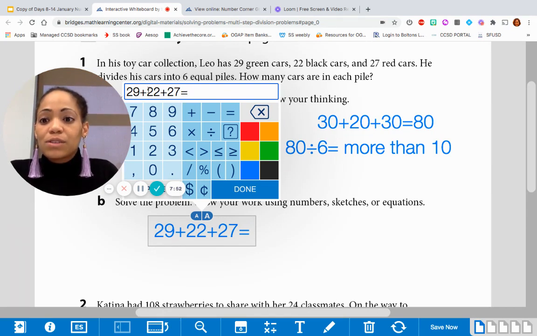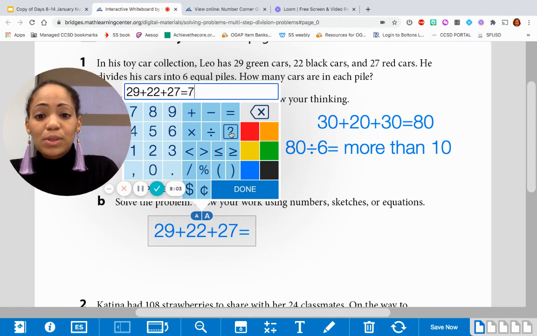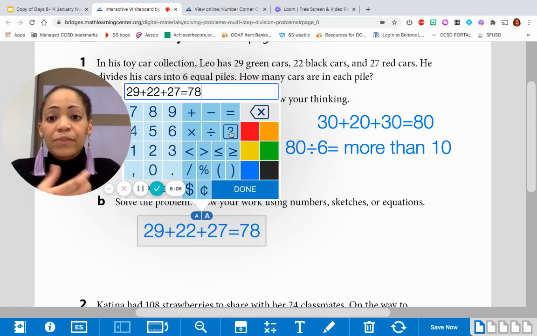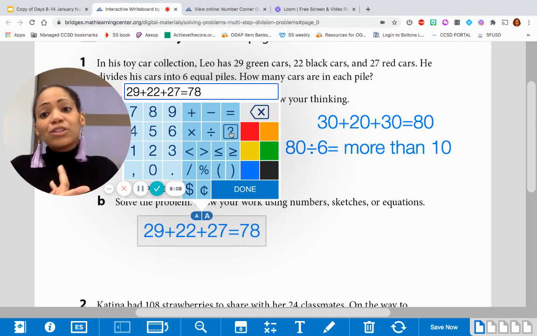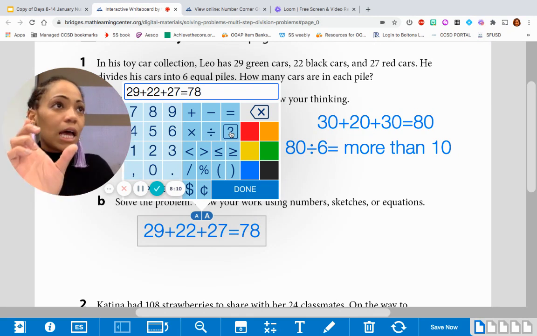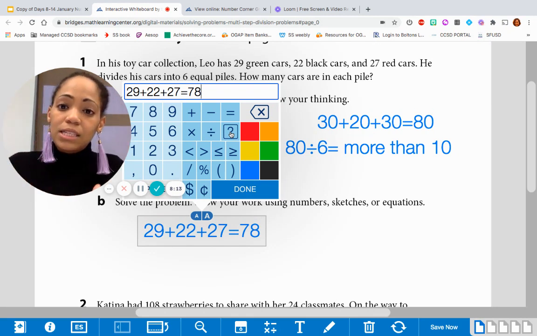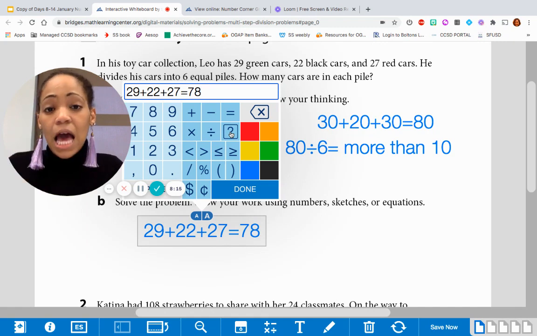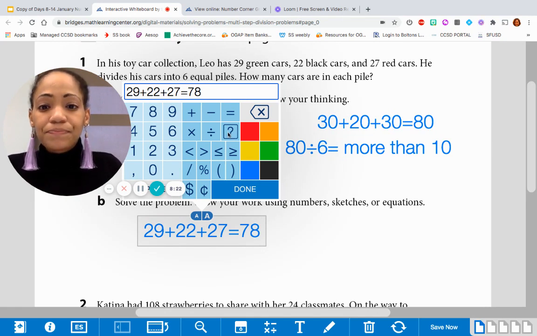20 plus 20 is 40, plus 20 is 60. And then we have 9 plus 2 is 11, plus 7 is 18. So then we have 60 plus 18, which would give us 78. So for my strategy for adding, I just used my knowledge of place value. Instead of trying to line them up and do all the regrouping and things that we would do with a standard algorithm, I just used what I thought was the best strategy for these numbers because they were fairly easy to work with. Okay, so hopefully you got 78 cars.